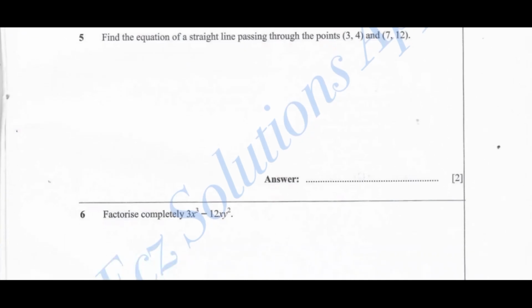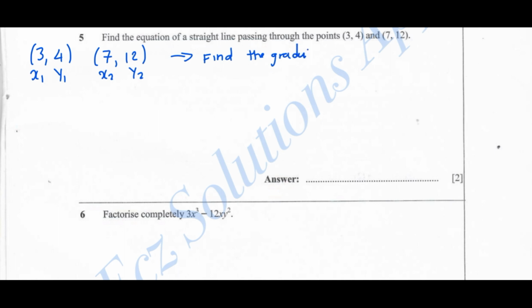Find the equation of a straight line passing through the points (3, 4) and (7, 12). So what are we supposed to do here? So the first pair will be x1 and y1. Then the second pair would be x2 and y2. So what is our first step here? Find the gradient.